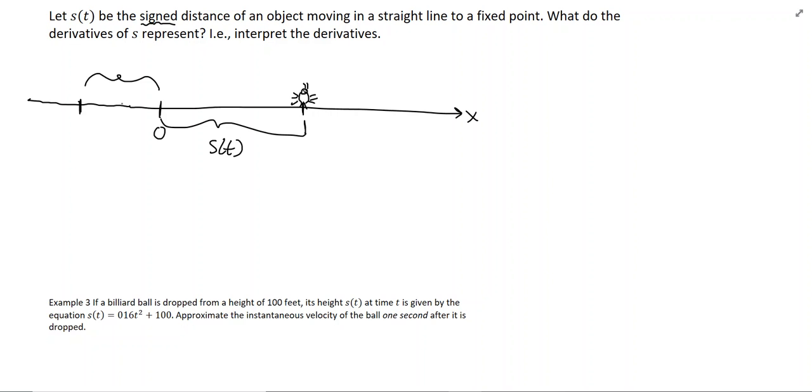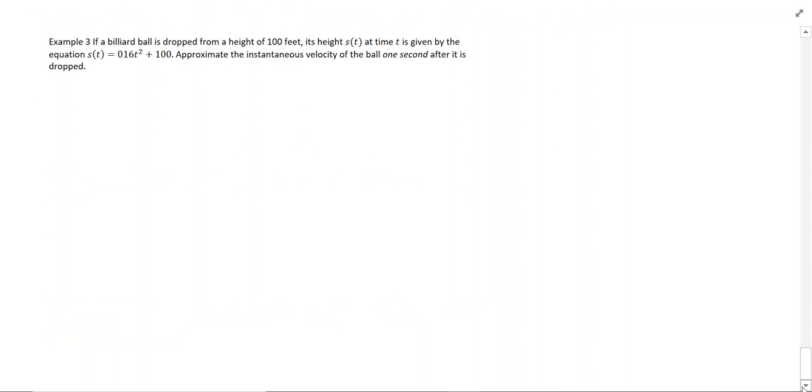So we're asking now, what do the derivatives represent? That is, we want to interpret the derivatives of such a function. Okay, so S of t is what's oftentimes called a position function, okay, because it gives the position of this object at time t, okay? All right. So to think about this question, I'm going to look at two examples with you. So the first is this guy. So if a billiard ball is dropped, so now our straight line of motion is going to be vertical, okay?